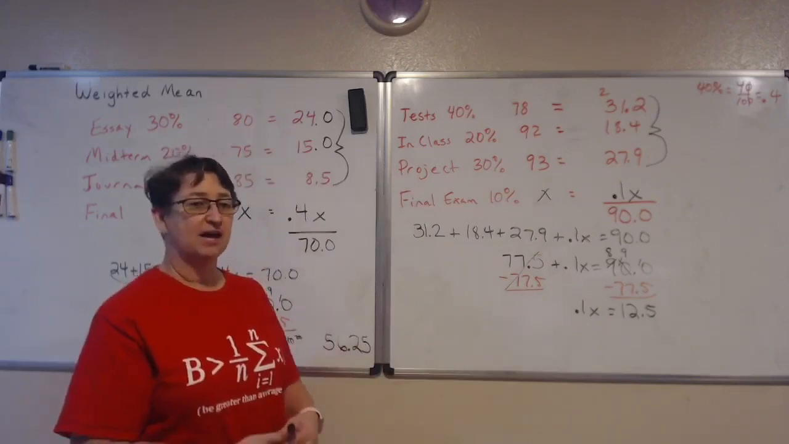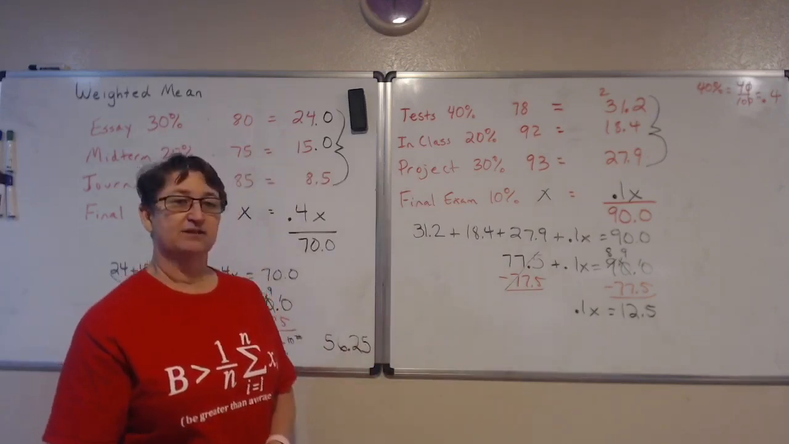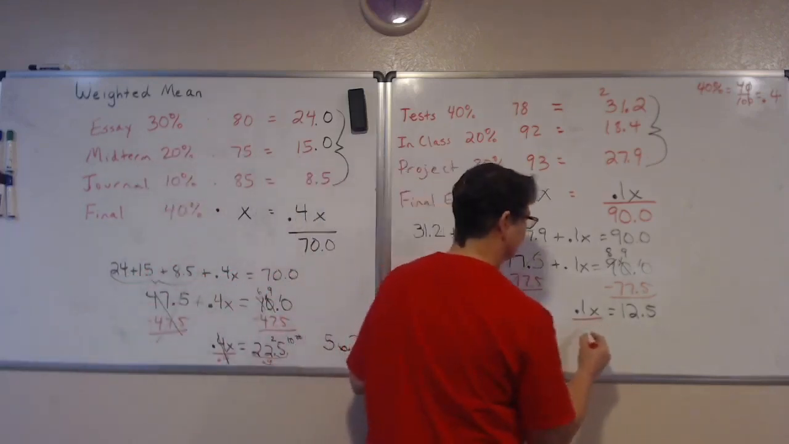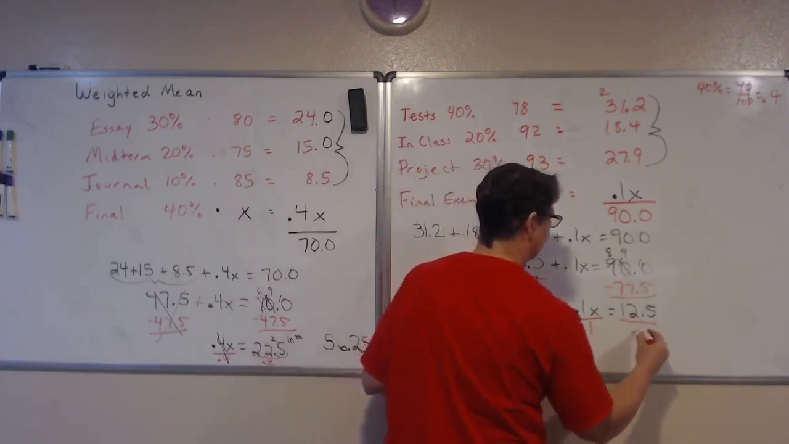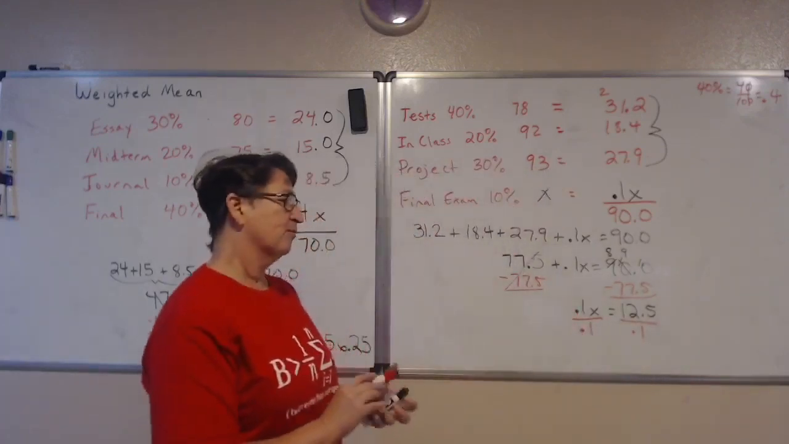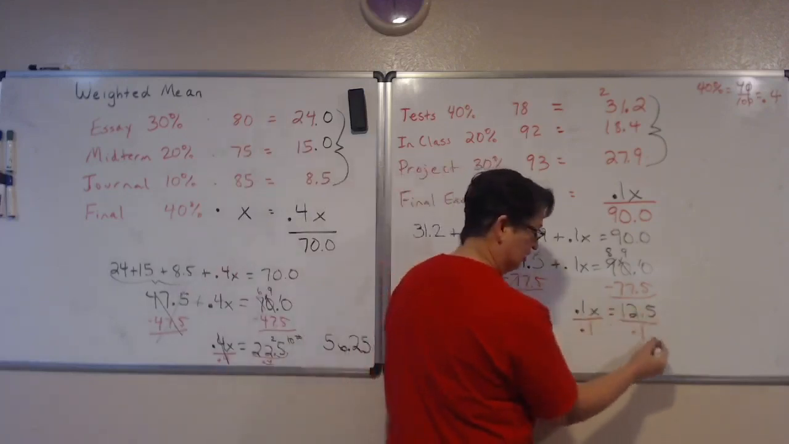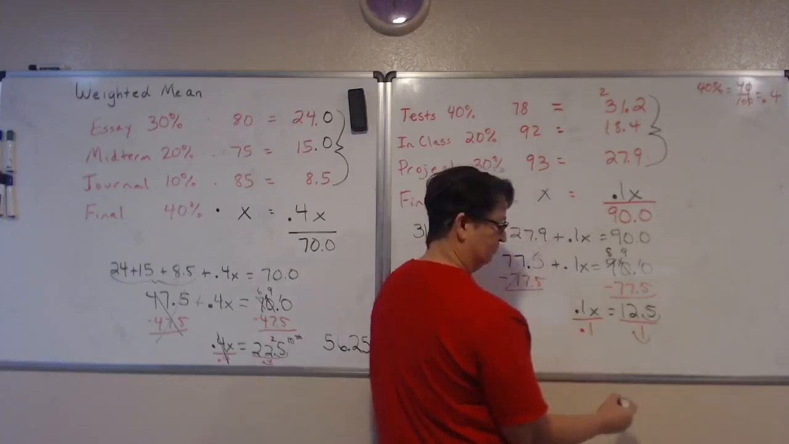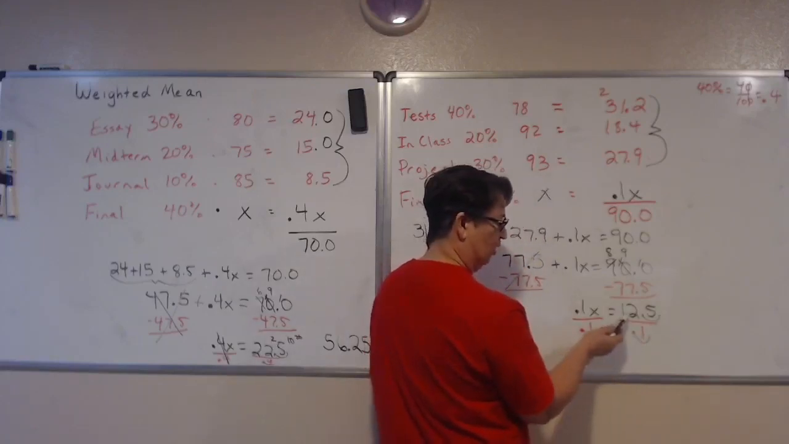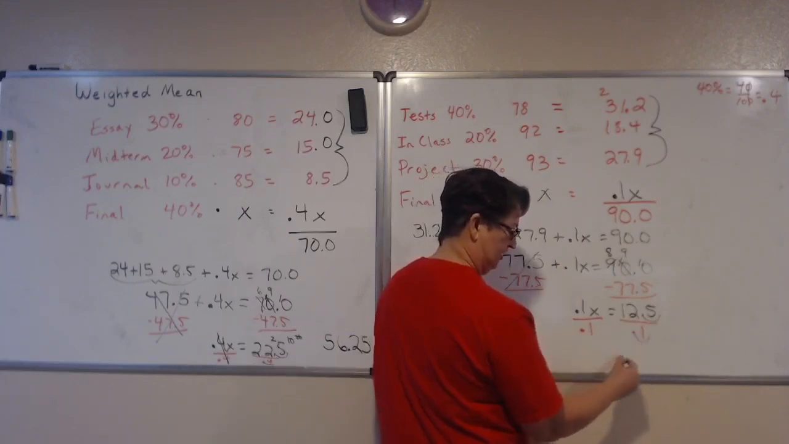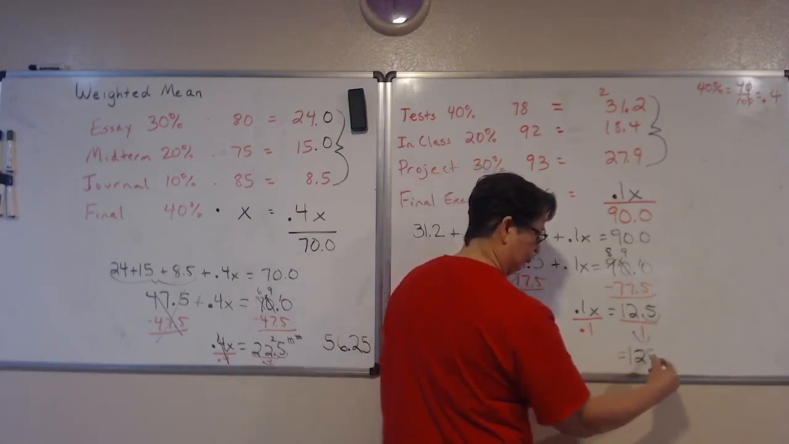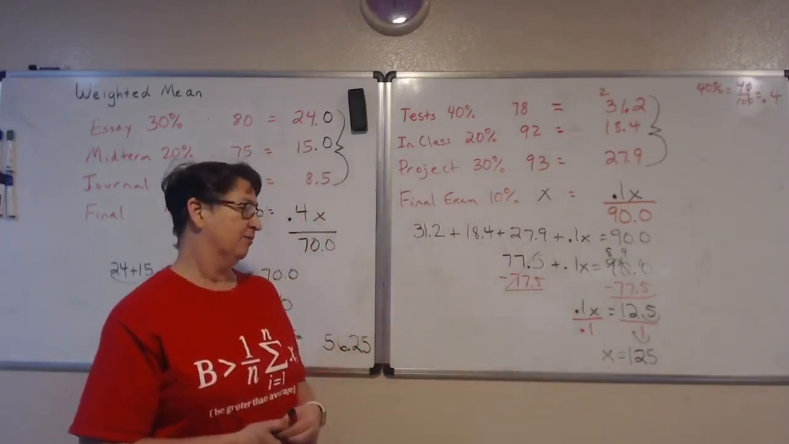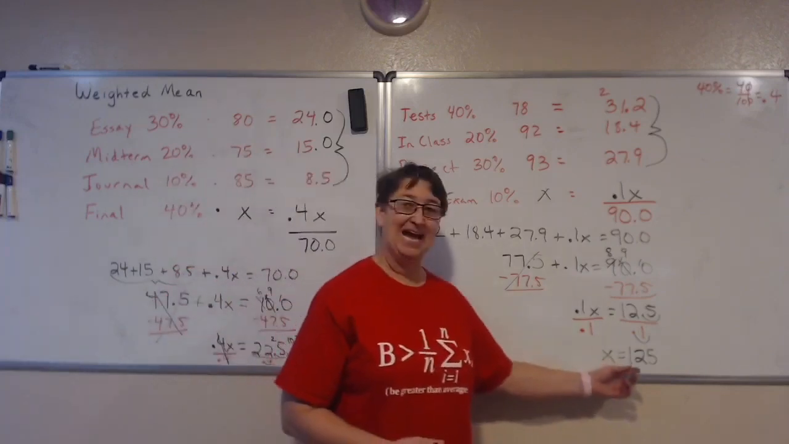And then the last step, excellent, guys. Now what's the last step? Good, divide. Perfect. So we just divide by 0.1. And remember, when we're doing this division, when I have this fraction, if I multiply the top and the bottom of my fraction by 10, it'll move that decimal over one spot. So really, I'm just doing 125 over 1, which is just equal to 125. So she would have to make 125 on the exam in order to make an A in the class.